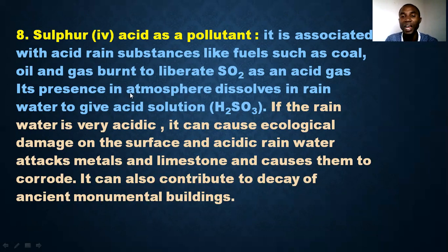So it is one of the air pollutants. We observe that in industrial areas, when it is found in the atmosphere and dissolves in water, it gives an acid solution, and it damages some ecological things around us, attacks metal and limestone, and even makes some metals corrode. All right, that is it. And monumental buildings, it will also decay them. You do hear about acid rain. So this one also contributes to that. Okay.